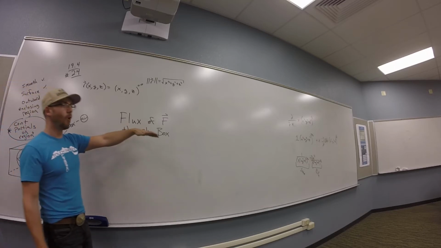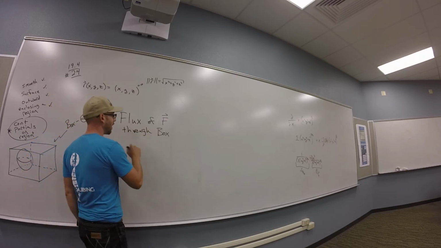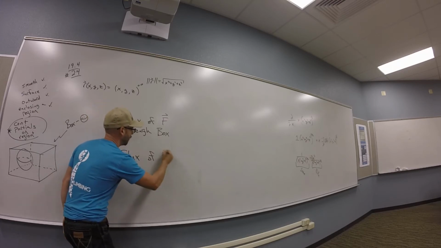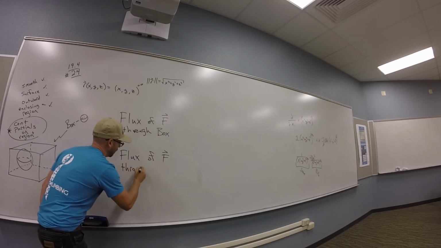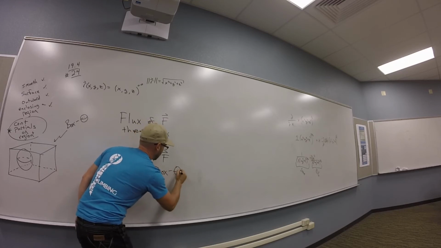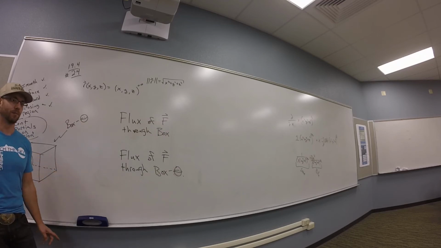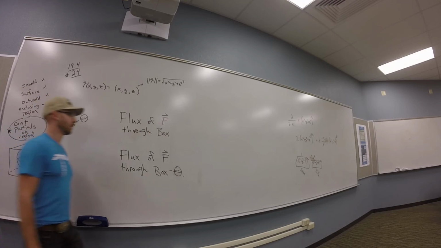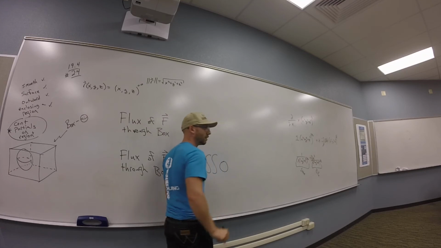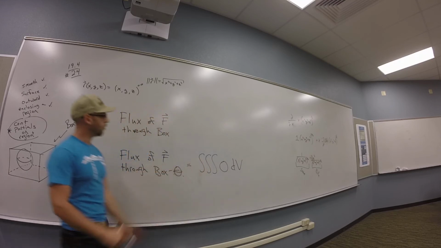So this is what I want. What I'm going to do instead is apply the divergence theorem. So I'm going to think about the flux of F through box minus sphere. And this I can apply the divergence theorem to. You guys see that? So I'm going to get the triple integral of 0 dV. But what's this over now?